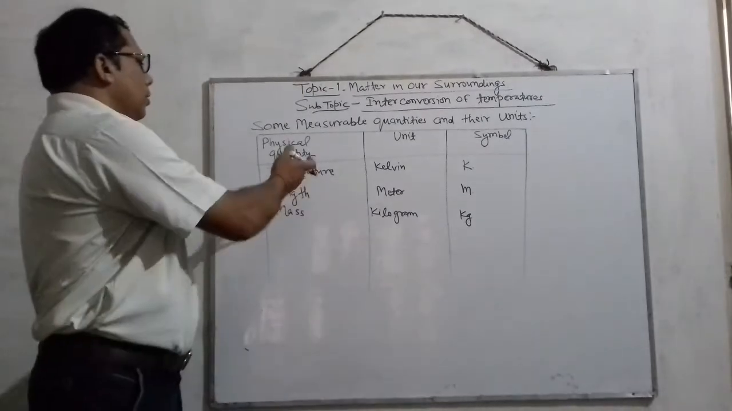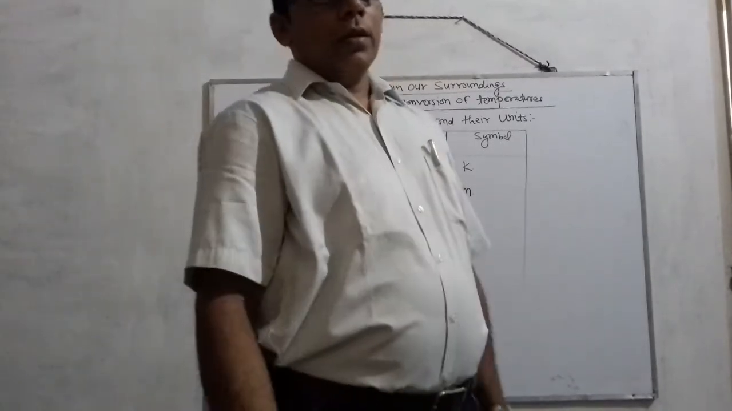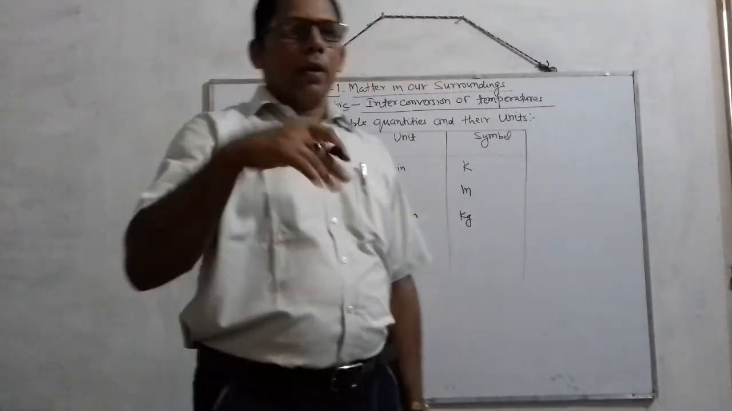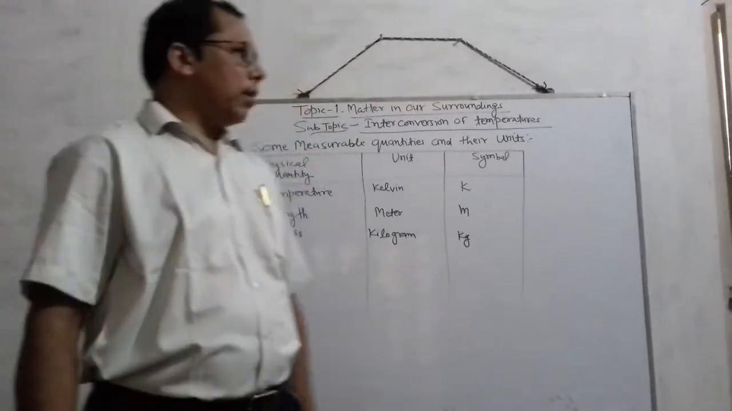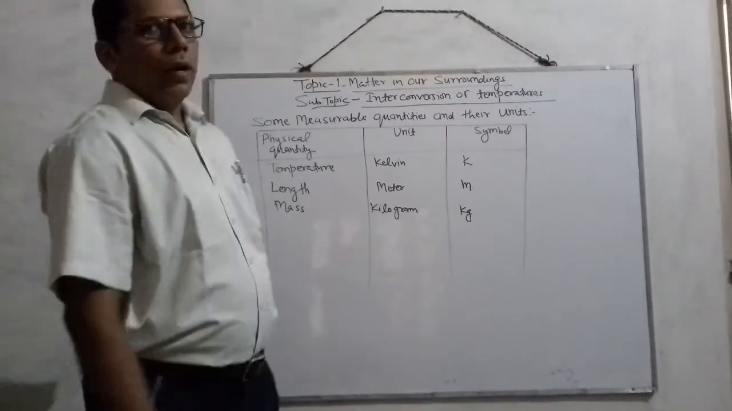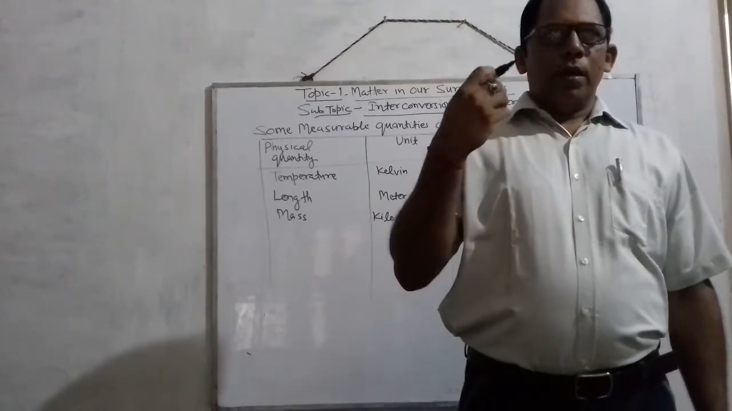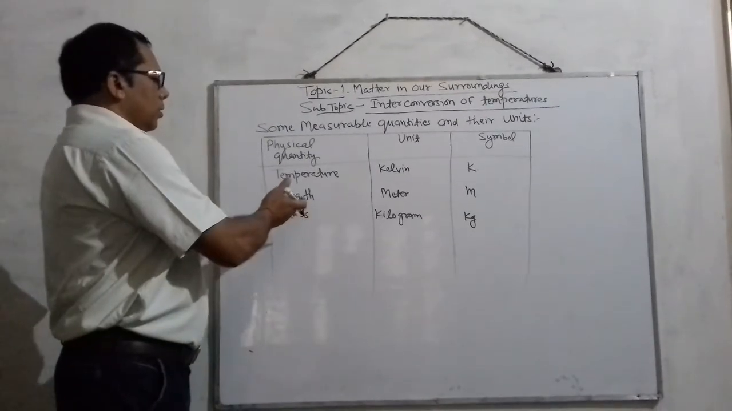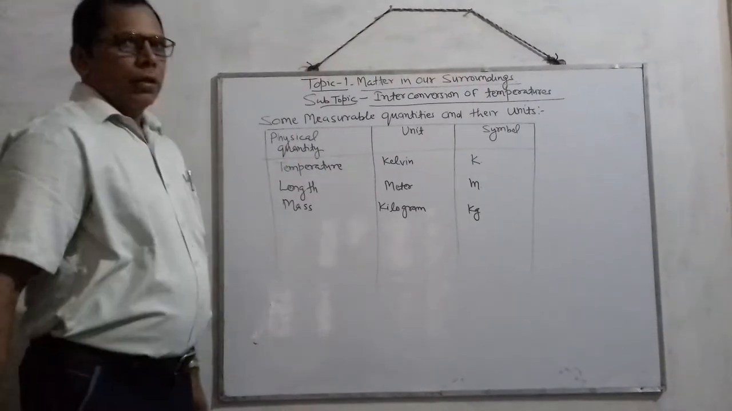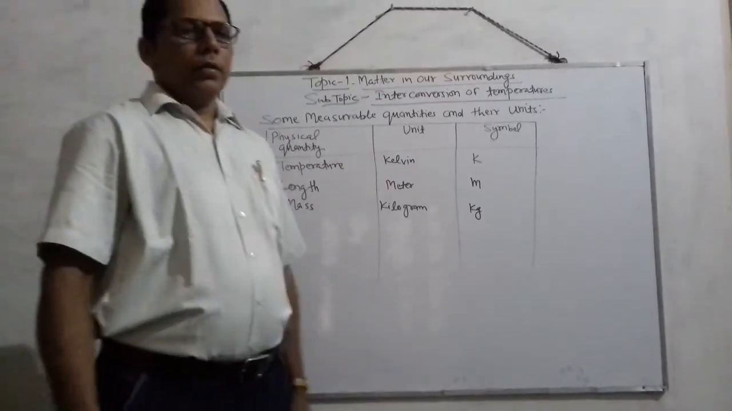The meaning behind discussing this point is that a question may come: what is the unit of temperature? There will be four options: Kelvin, Celsius, Fahrenheit, or none of these. Similarly, a question may come: what is the unit of mass? The options will be kilogram, gram, milligram, and none of these. So you have to answer such questions by knowing these physical quantities, their units, and their symbols.